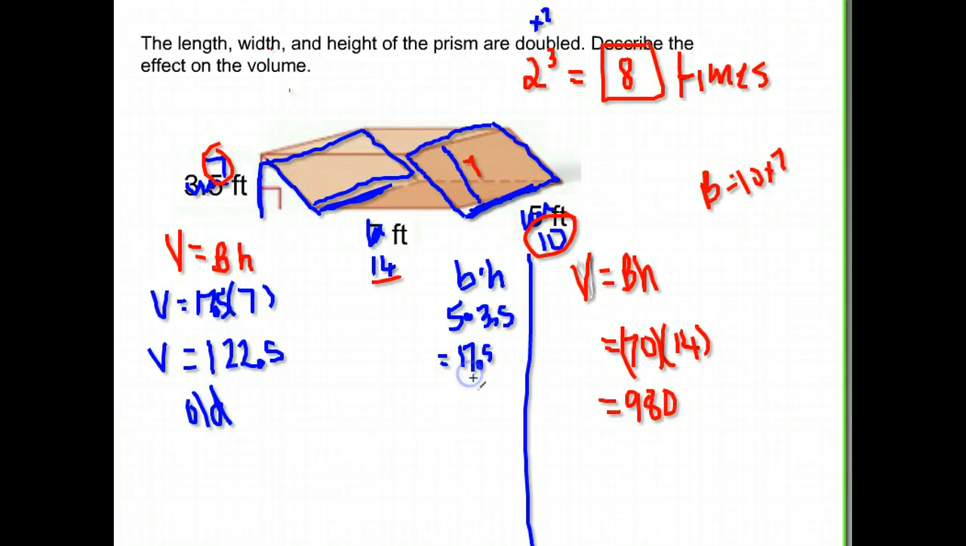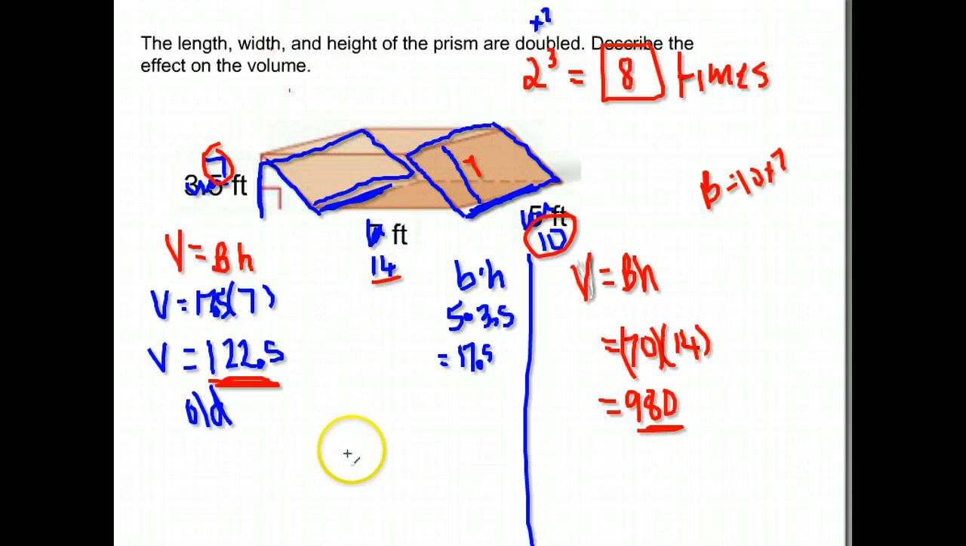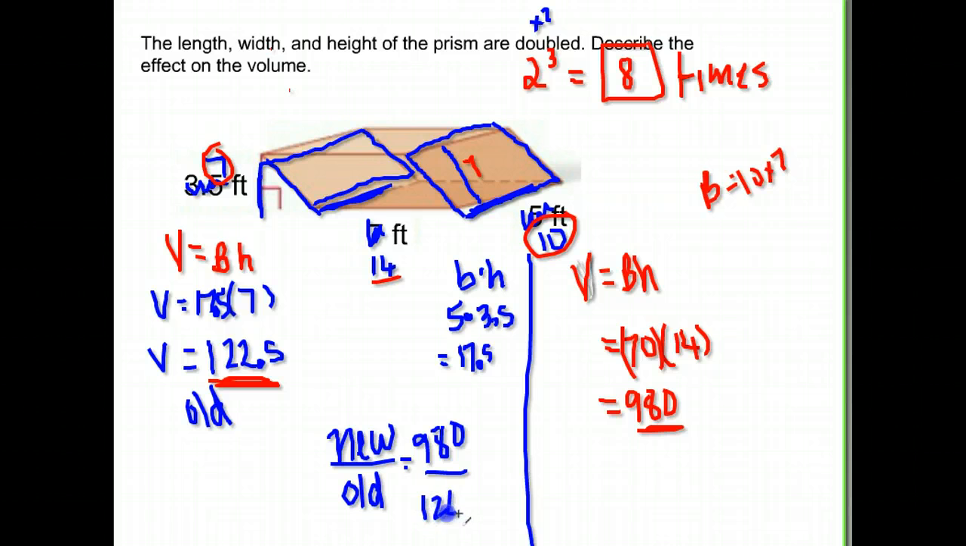So my old volume was 122.5. Now it's 980. So to find the effect, if you're doing it this way, what you do is you take the new volume and divide it by the old volume. So again, our new volume was 980 after we doubled all the dimensions, and the old was 122.5. 980 divided by 122.5 is a change of 8 times the volume.